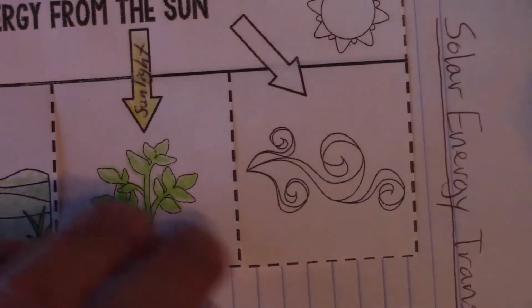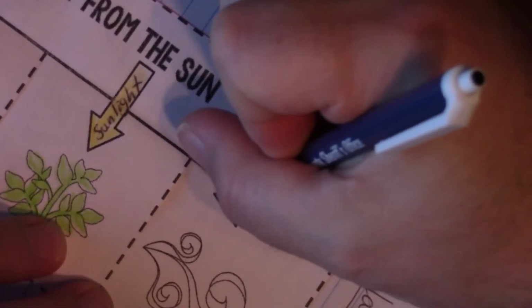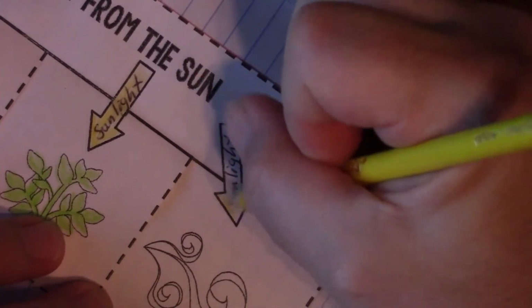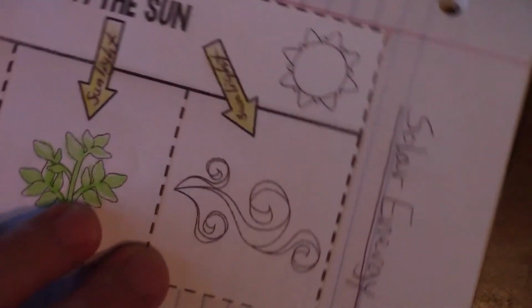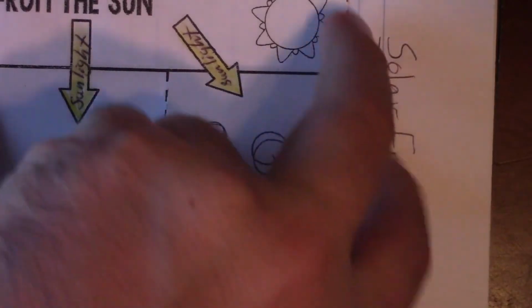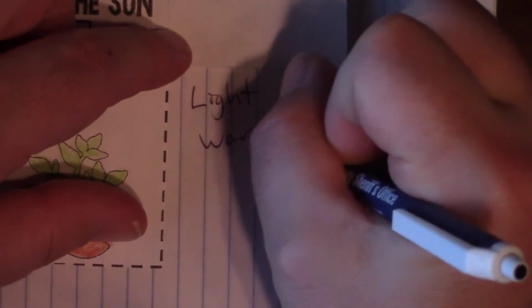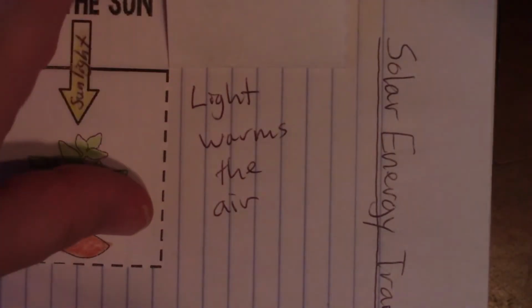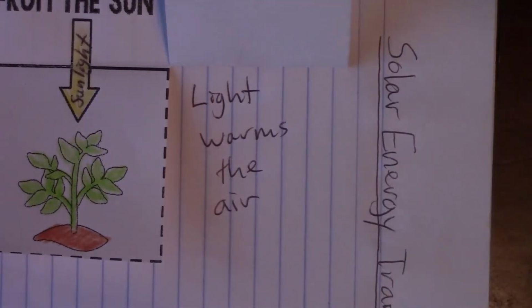All right, the last one would be this big curly Q's, and again, we'll write sunlight on my arrow, flowing into this big curly thing, and this of course represents wind. So we say that light warms the air. Okay? Here, I'll leave that open so you guys can cover it. Light warms the air.